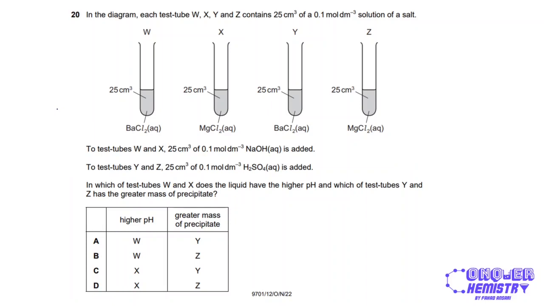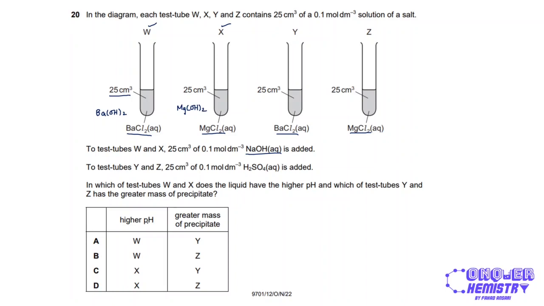We have 4 solutions over here, W, X, Y, and Z. And you can see over here that we have a constant volume of 25 cubic centimeters. And in 2 of the solutions, you have barium chloride. And in the other 2, you have magnesium chloride. So to the first 2 solutions, you are going to add sodium hydroxide. So what happens is that the barium chloride gets converted into barium hydroxide, and the magnesium chloride gets converted into magnesium hydroxide.